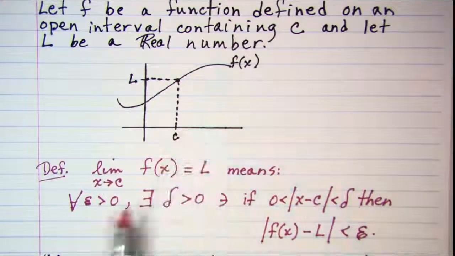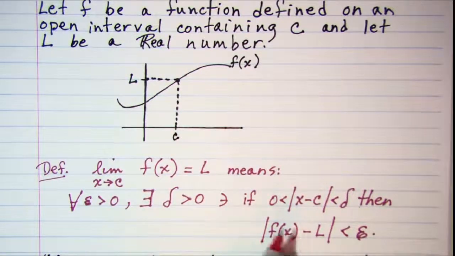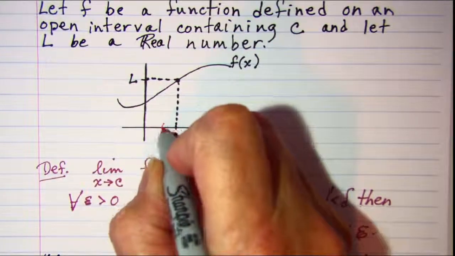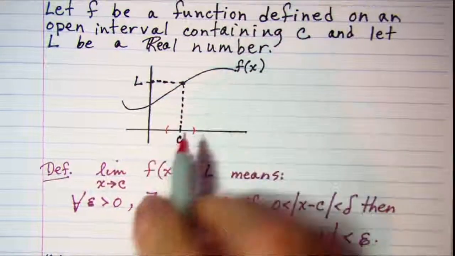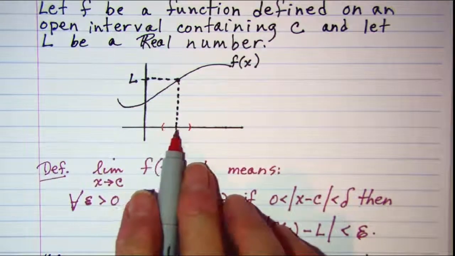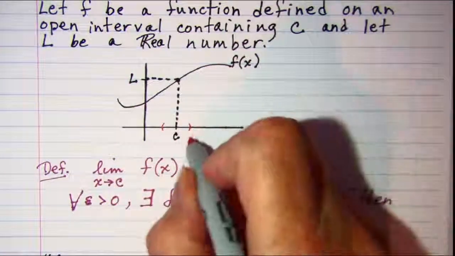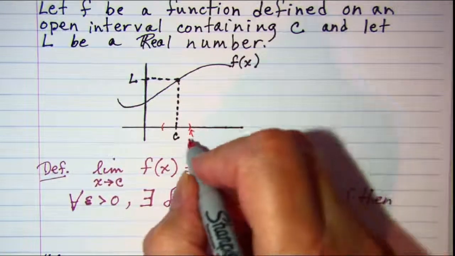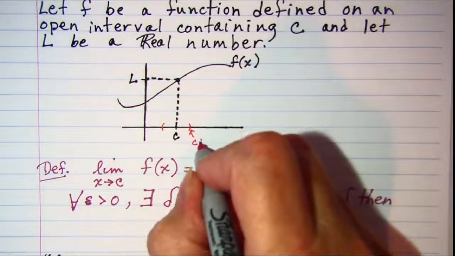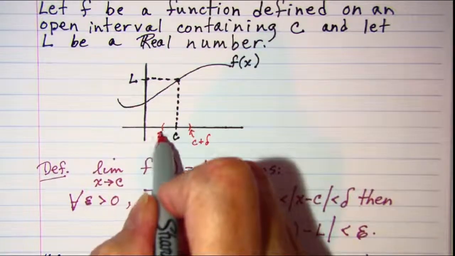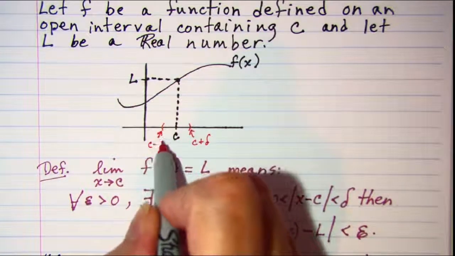And what we're saying with this formal definition is that there's a positive value of delta. And we'll mark delta off. This is our delta neighborhood right around our value of c. So that this value is c plus delta, and this value is c minus delta.